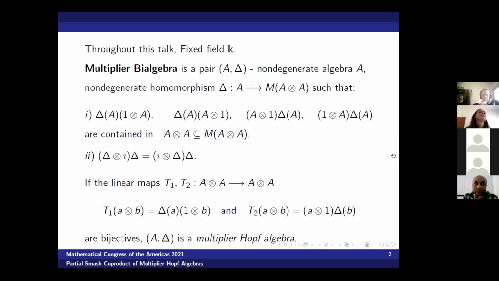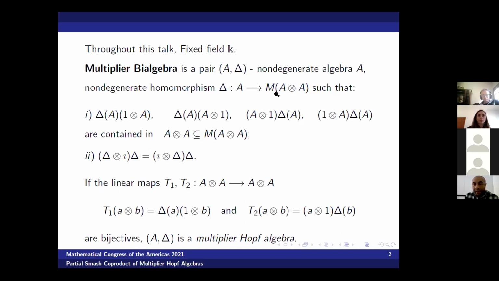Although the original definition was given by Van Dale, in this talk I will introduce an alternative definition given by Timmerman. Throughout this talk, I'm going to fix a field K, so the vector spaces and the algebras will be considered over this field. As I said, for the definition of multiplier Hopf algebra, Timmerman considered a pair with a nondegenerate algebra and a nondegenerate homomorphism such that these two conditions hold.